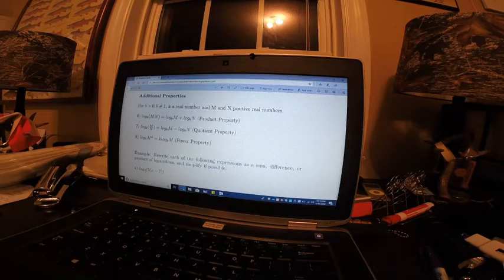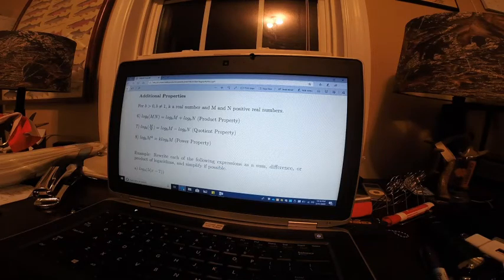Got some additional properties here. It says for b greater than 0, b not equal to 1, k a real number, and m and n positive real numbers, then the log base b of m times n equals the log base b of m plus the log base b of n. That's the product property. 7 says the log base b of m over n equals the log base b of m minus the log base b of n.